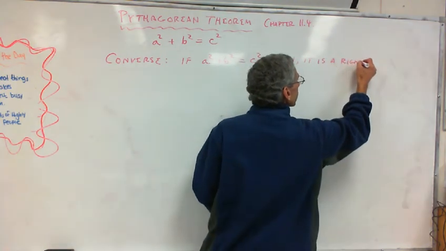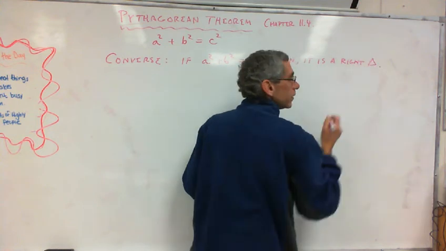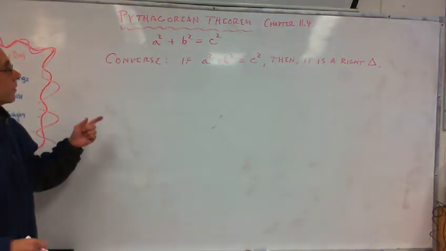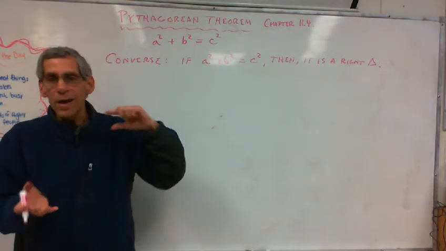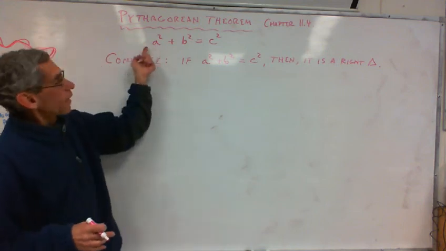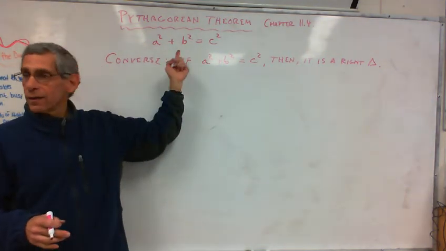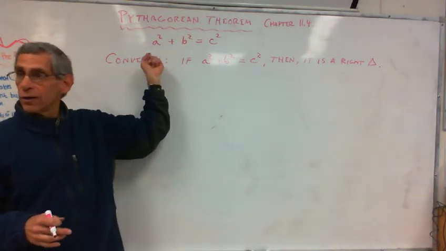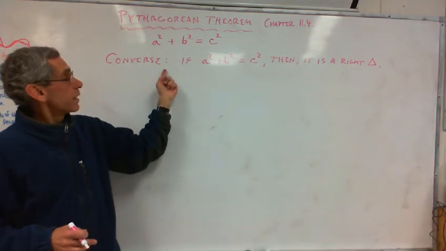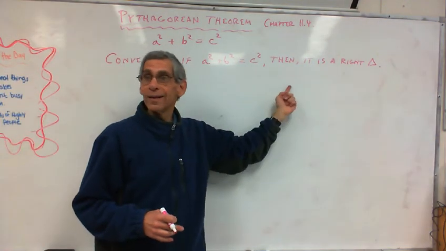Does that make sense? Pretty straightforward. But that's the converse. It's like going backwards. Instead of saying a squared plus b squared equals c squared if it's a right triangle, you're saying if a squared plus b squared equals c squared, then it is a right triangle.